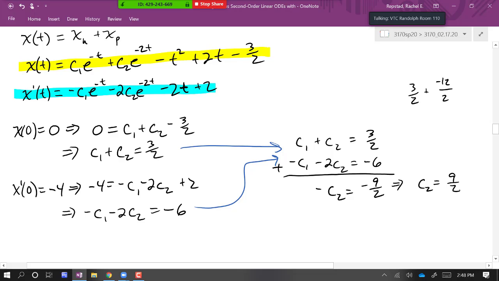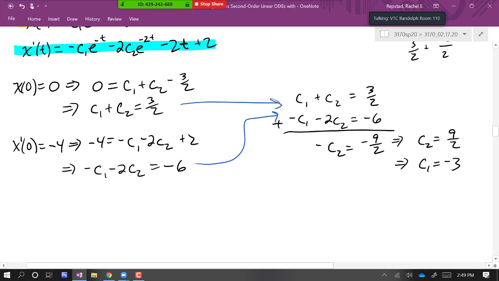So C2 is 9 halves. And if C2 is 9 halves, then C1 has to be negative 6 halves, or negative 3. Does that make sense? Does my work look correct? How are we doing in Williston? Okay.